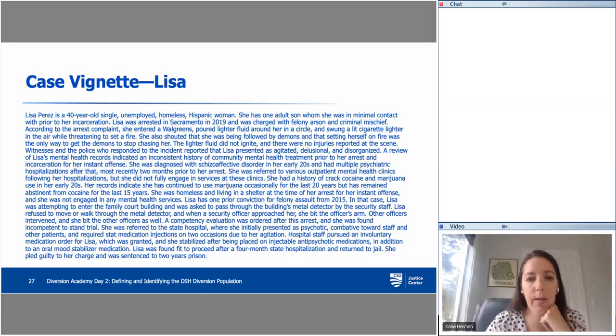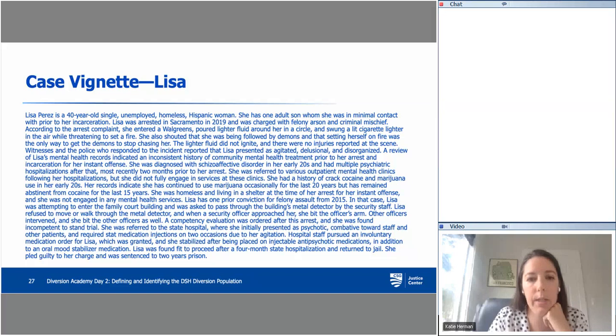She was diagnosed with schizoaffective disorder in her early 20s and had multiple psychiatric hospitalizations after that, most recently 2 months prior to her arrest. She was referred to various outpatient mental health clinics following her hospitalizations, but she did not fully engage in services at these clinics. She has a history of crack cocaine and marijuana use in her early 20s. Her records indicate that she has continued to use marijuana occasionally for the last 20 years, but has remained abstinent from cocaine for the last 15 years. She was homeless and living in a shelter at the time of her arrest for her instant offense and does not engage in any mental health services.